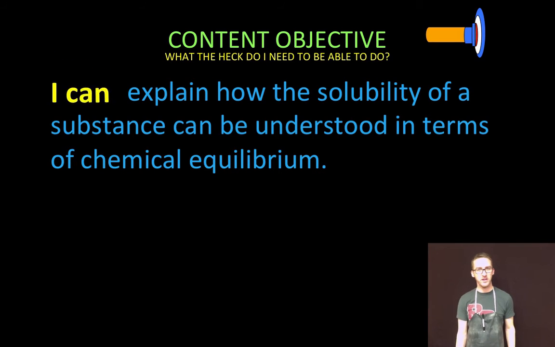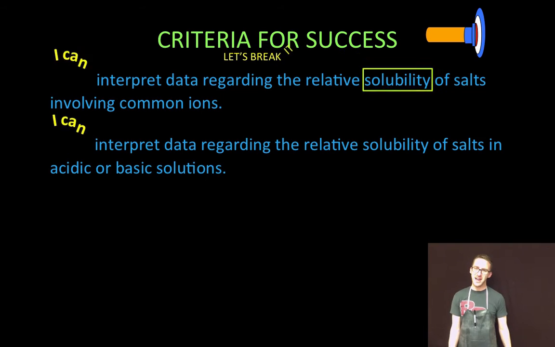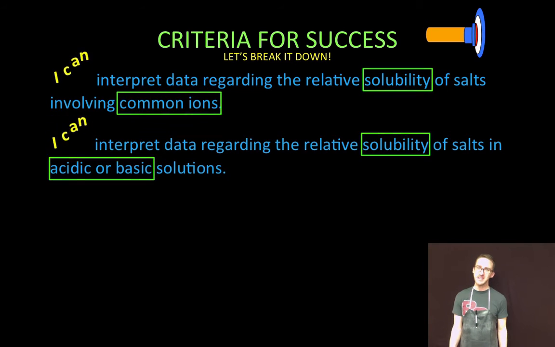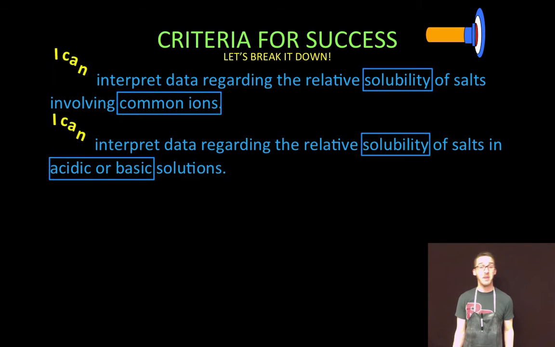In this vid, we are going to explain how the solubility of a substance can be understood in terms of chemical equilibrium. Breaking it down, you want to be able to interpret data regarding the relative solubility of salts involving common ions. Two, you want to interpret data regarding the relative solubility of salts in acidic or basic solutions.